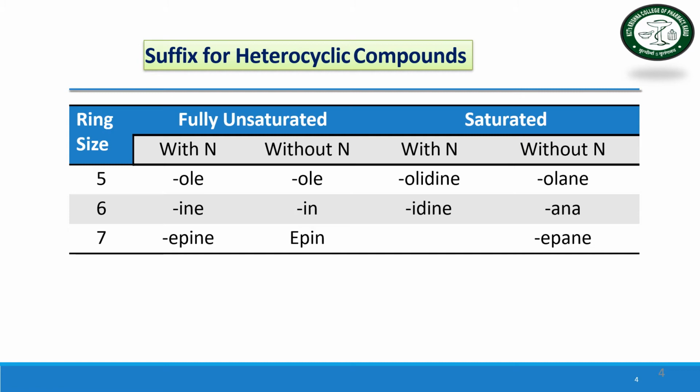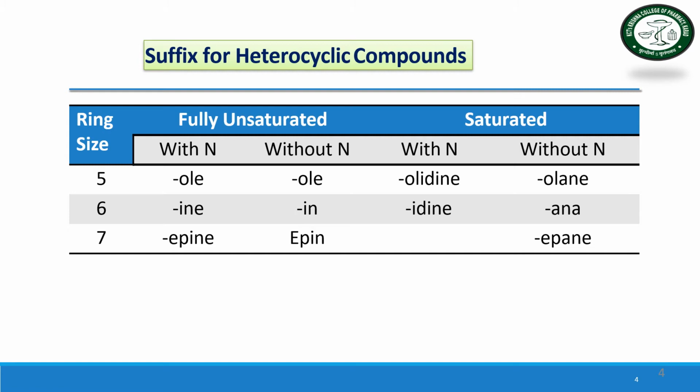Okay. Here is a saturated compound. Without nitrogen we use olane. With nitrogen we use olidine. Okay. What about 6-membered ring? A 6-membered ring containing nitrogen, fully unsaturated, we use ine. Whereas without nitrogen, unsaturated, we use in. For a saturated six-membered ring with nitrogen, we use idine, whereas without nitrogen, a six-membered ring which is saturated in nature, we use ane.